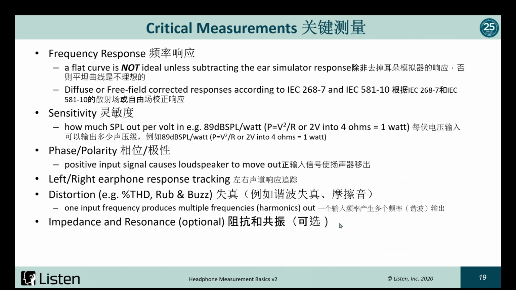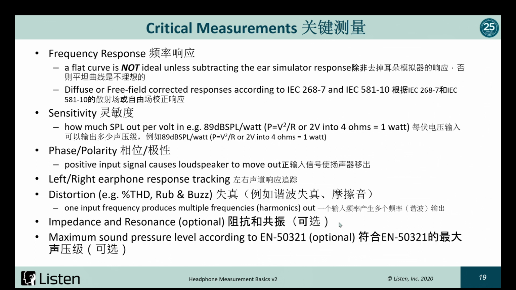You get breakup modes in the headphones, which do become audible and typically fall closer to the most sensitive frequency range of human hearing. And then, as I mentioned before, headphones can play quite loud and damage your ears. And there is a standard I'll talk about as well for maximum sound pressure level.